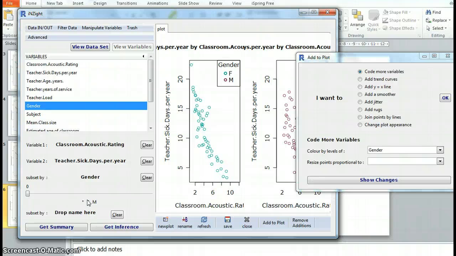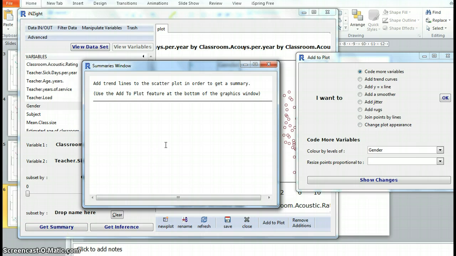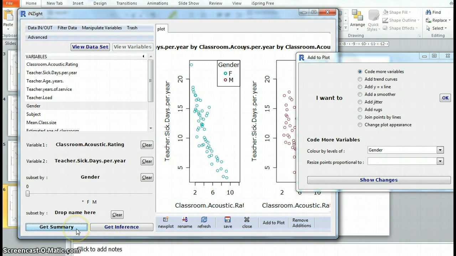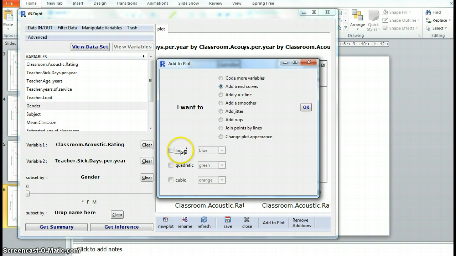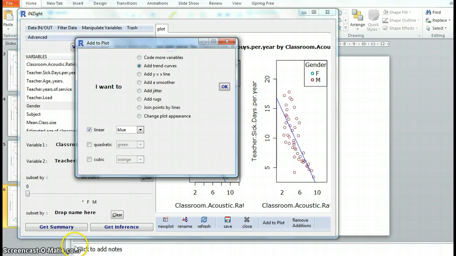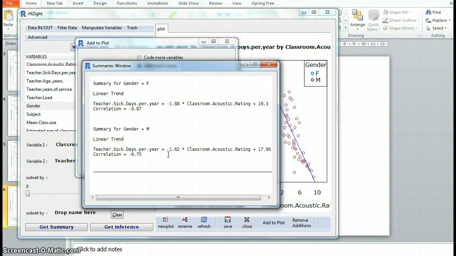Something that cost a few of you achieved in the time series was not actually doing your predictions well. What I haven't done here is put a trend line on yet. So if I add trend curves, linear, and get summary, it's given me the equation for both those graphs. Really important. Without the equations, you can't achieve because you can't make predictions.